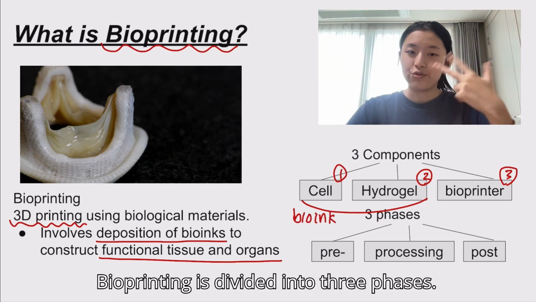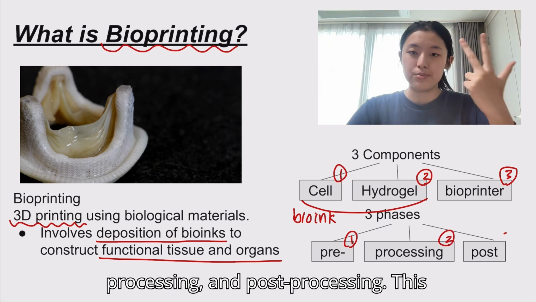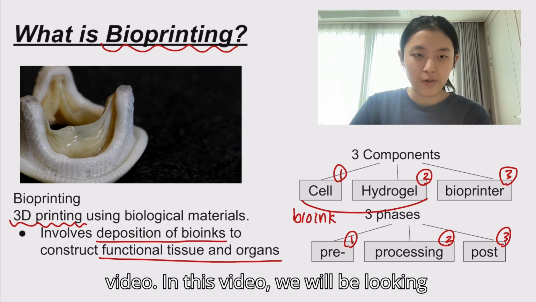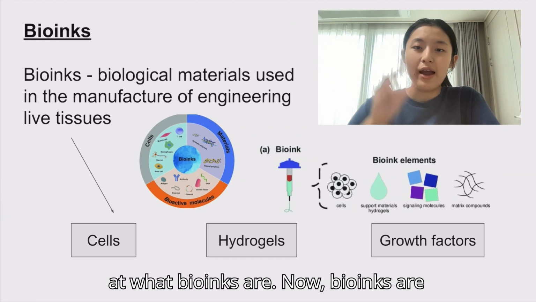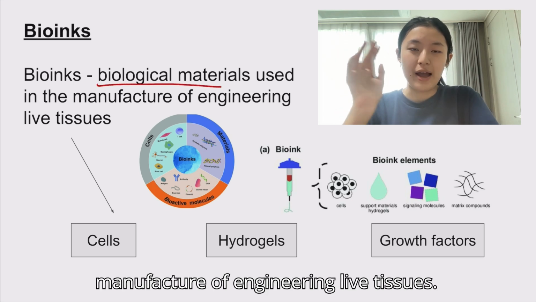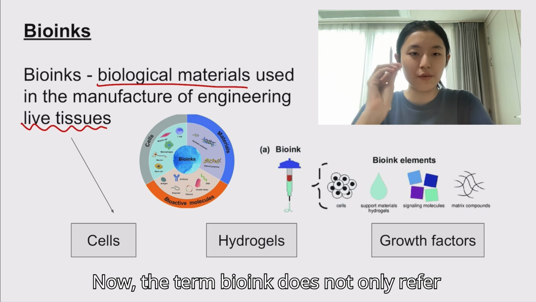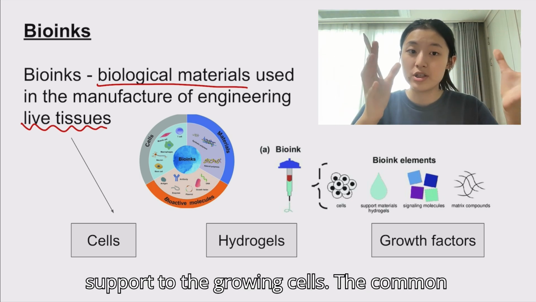Bioprinting is divided into three phases: pre-processing, processing, and post-processing. This we will look at later on in another video. In this video, we will be looking at what bioinks are. Now, bioinks are biological materials used in the manufacture of engineered live tissues. The term bioink does not only refer to the cells used in manufacturing, but also the carrier molecules that provide support to the growing cells.